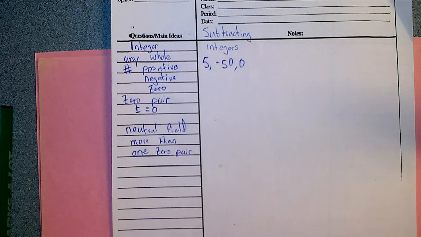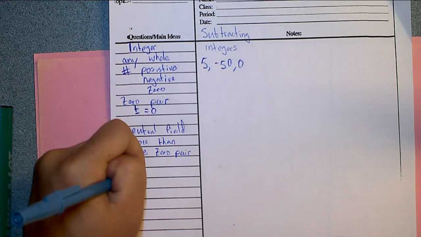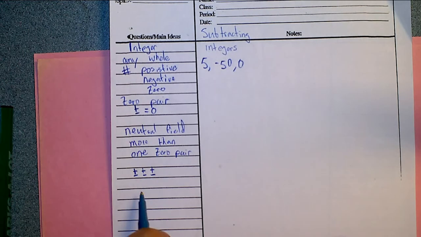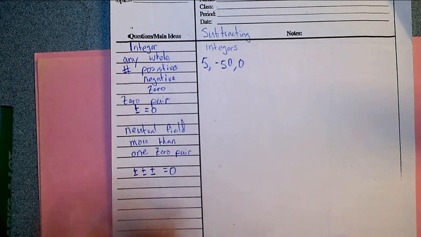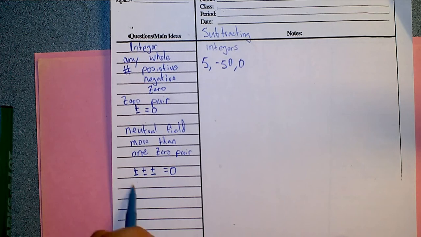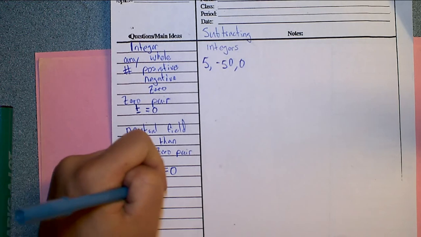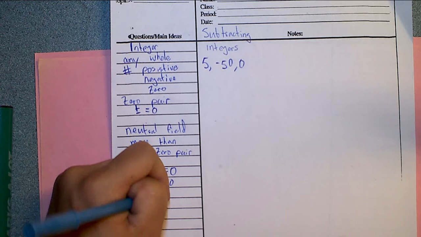So I could have 3 positives and 3 negatives. When they pair up, it's going to get me 0 plus 0 plus 0. It's always going to get me 0. No matter how many pairs I have, it will always be 0. I can have 100 of these guys, 6 of these guys, 9 of these guys, a bunch, and it will always add up to 0.